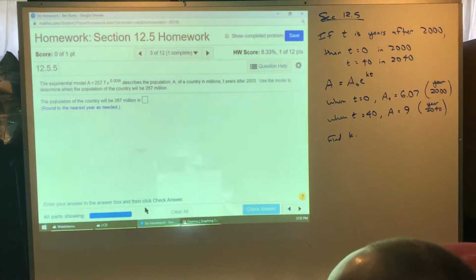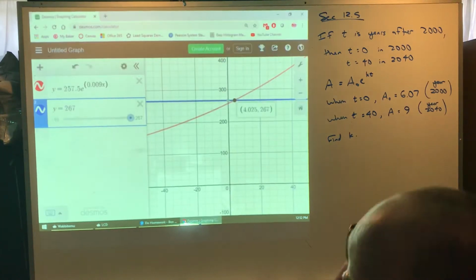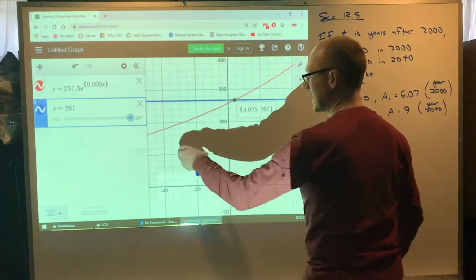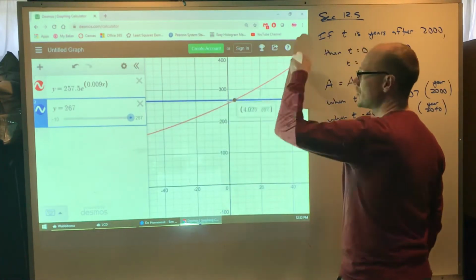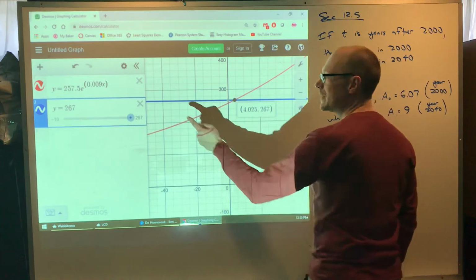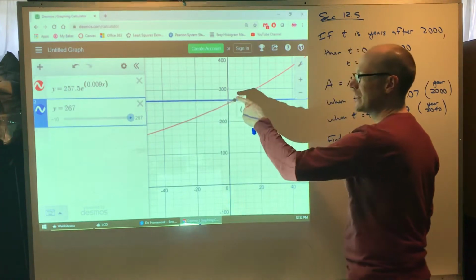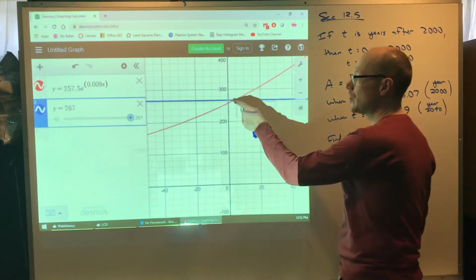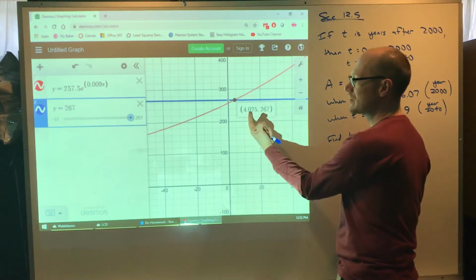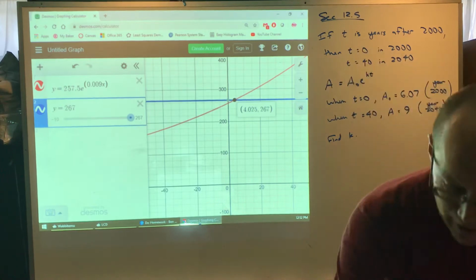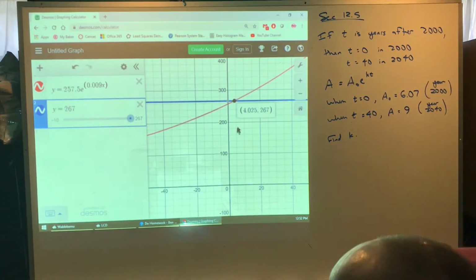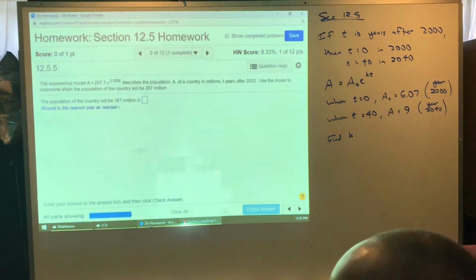And when I do that, I can see, and I had to adjust the window, play with the window a little bit, but here is the population growing exponentially. And then this thing right here, this y equals a solid line, where those two intersect, I find out exactly what t is. You can click on that point, and it just pops right up. So I find that t equals 4.